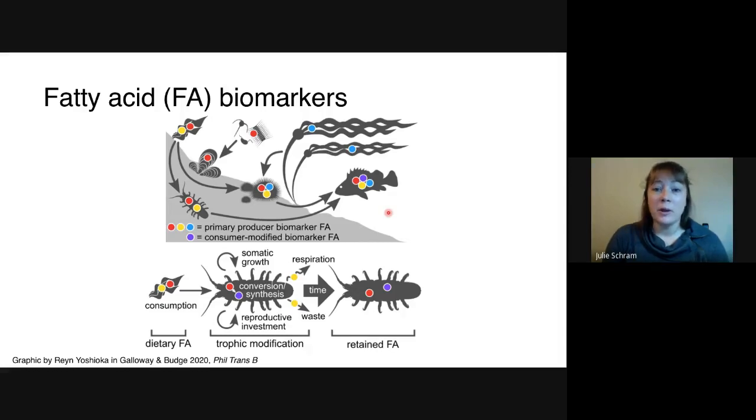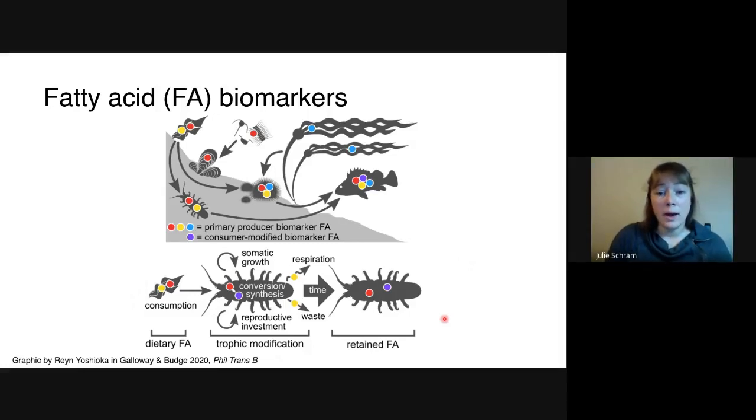We can look similar and we can incorporate some of these building blocks, but we never have exactly the same profile. When I talk about the profile, I mean that primary producers have some fatty acid composition that is consumed by a consumer, and through metabolism, reproductive investment, or somatic growth, there's some kind of conversion or synthesis where these fatty acids are changed, but over time, some of those fatty acids are retained. And so we can use the retention of those fatty acids to help us figure out who is eating what.